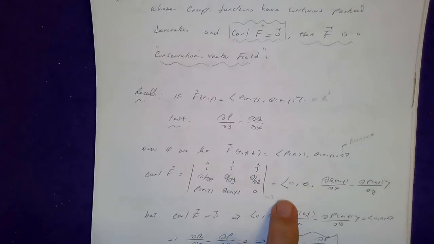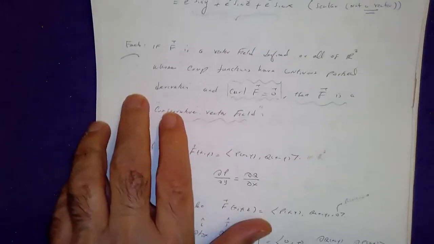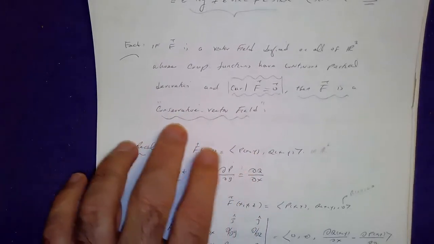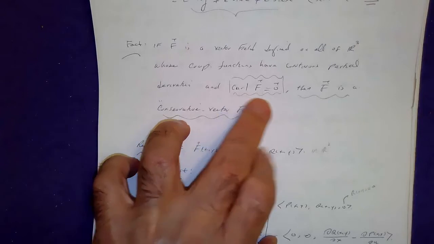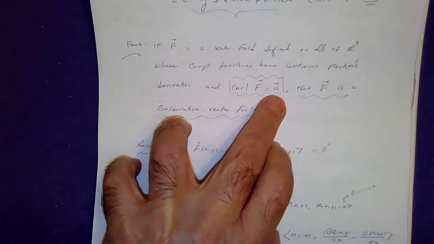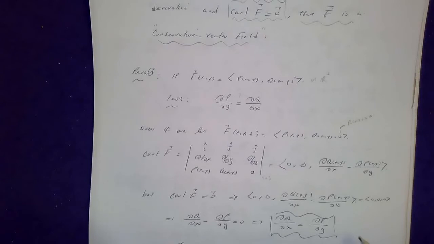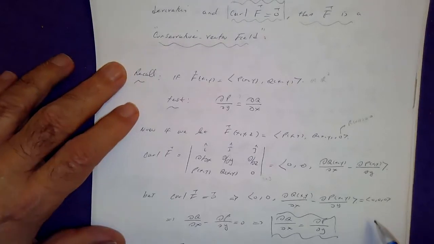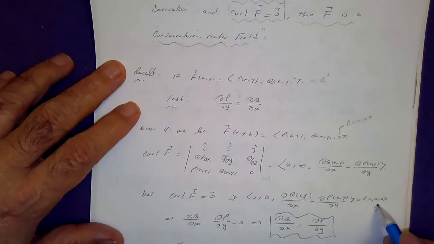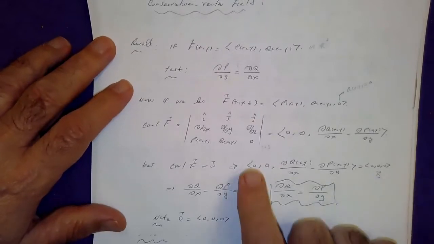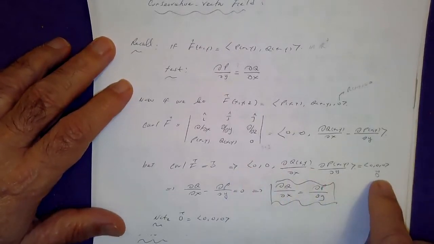But remember, we just learned that in order for a vector field to be conservative, its curl has to be the 0 vector, not the 0 number, the 0 vector. In this case, that 0 vector happens to be 0, 0, 0. So here is the 0 vector. Set these equal to each other.